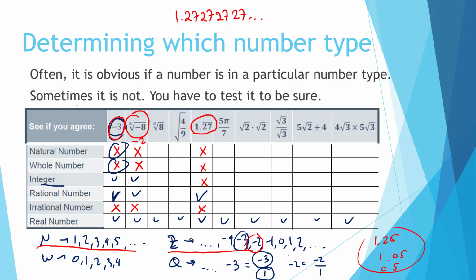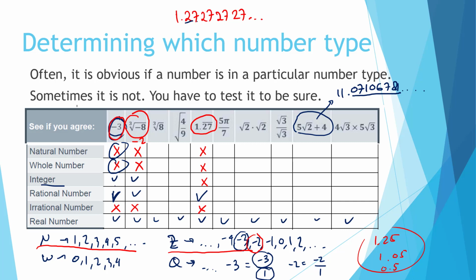Okay, one more example for you guys. I have this one over here: 5 square root of 2 plus 4. Again, you can use the calculator. If you change this into a decimal number, you have 11.07106781 and so on, so on. You can see that this doesn't have any pattern.